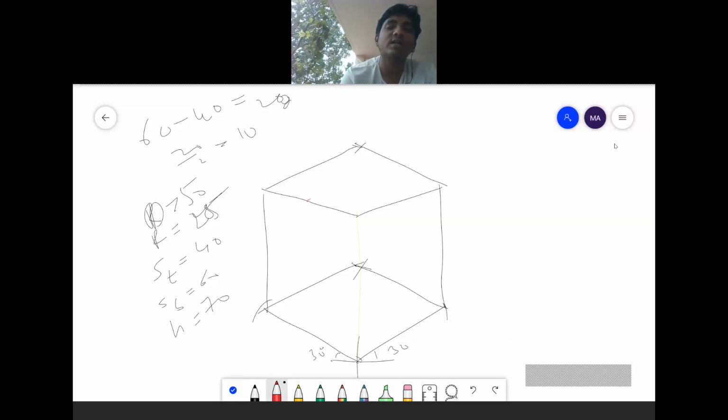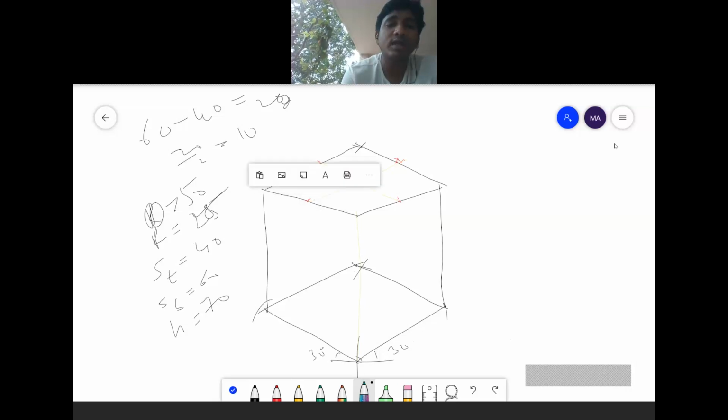First I will mark the centers here. I will mark the center here, center here, center here. Midpoint of these sides. I draw the line from this midpoint to this midpoint, this midpoint to this midpoint. After that, I will reduce the 10 mm on each side. I am reducing 10 mm this side, 10 mm this side, 10 mm this side, I'm reducing 10 mm this side.